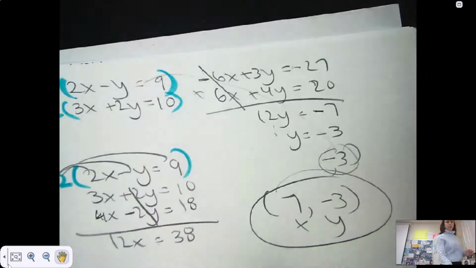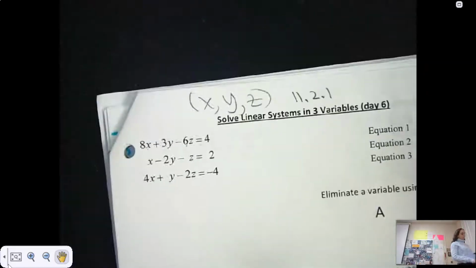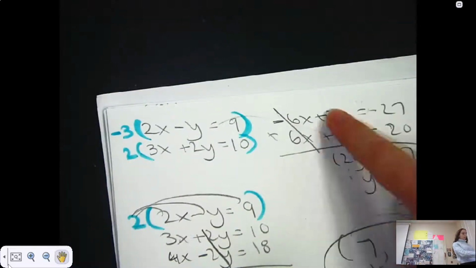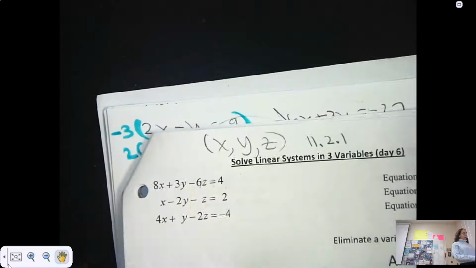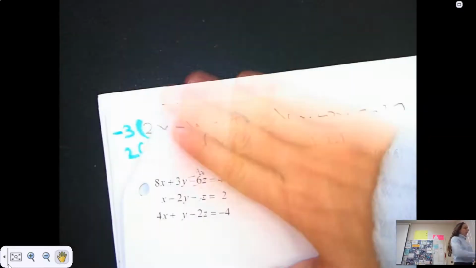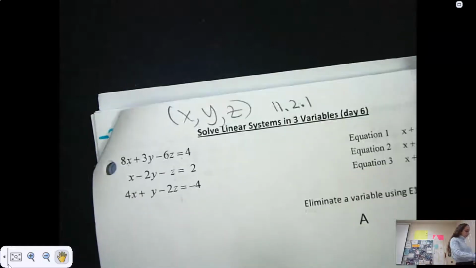So how is this different? This is different today because not only do you have an X and a Y, but you have a Z. What was easier about that one is once you eliminated one letter, you still only had one left and you were good to go. If I eliminated all the Z's here, I would still have X's and Y's, and that wouldn't work out. So this is the method that I use for this problem. If you have a better way and you show me this better way, then you're good to go.